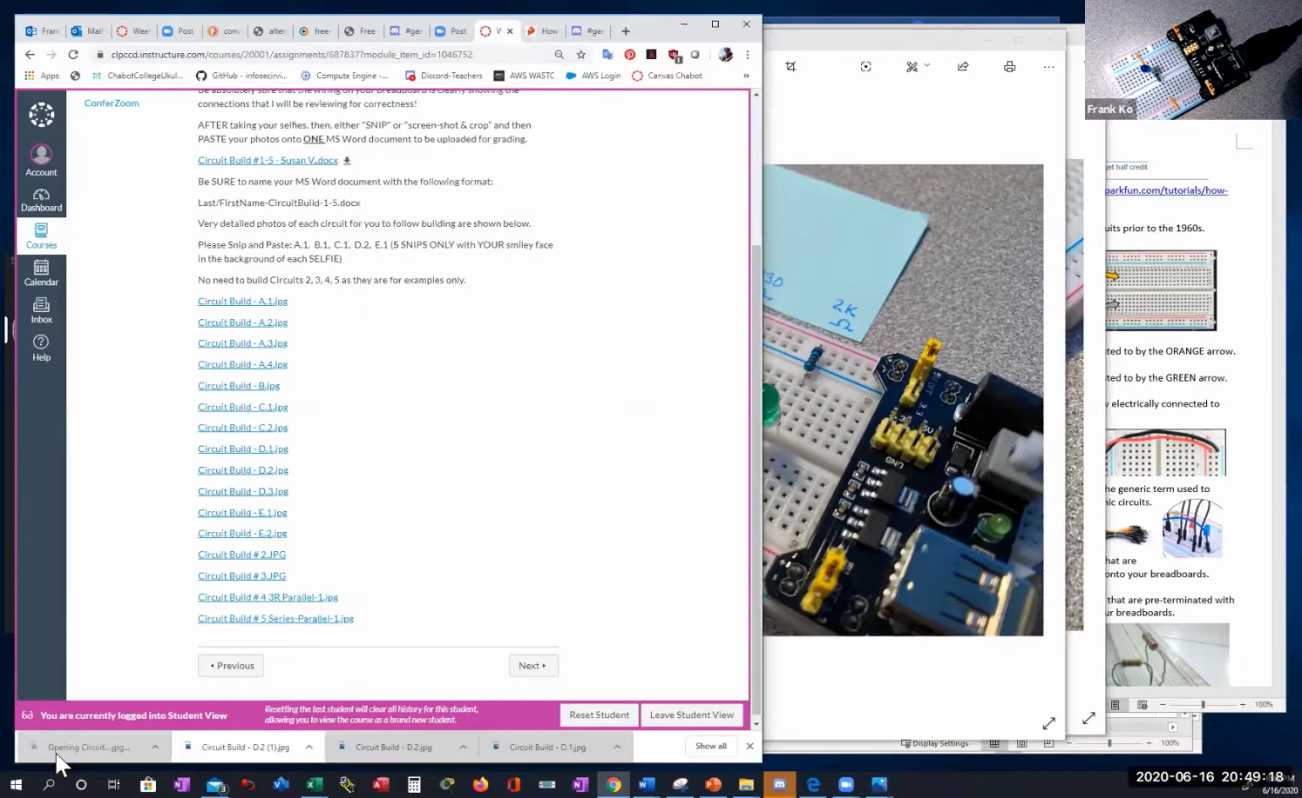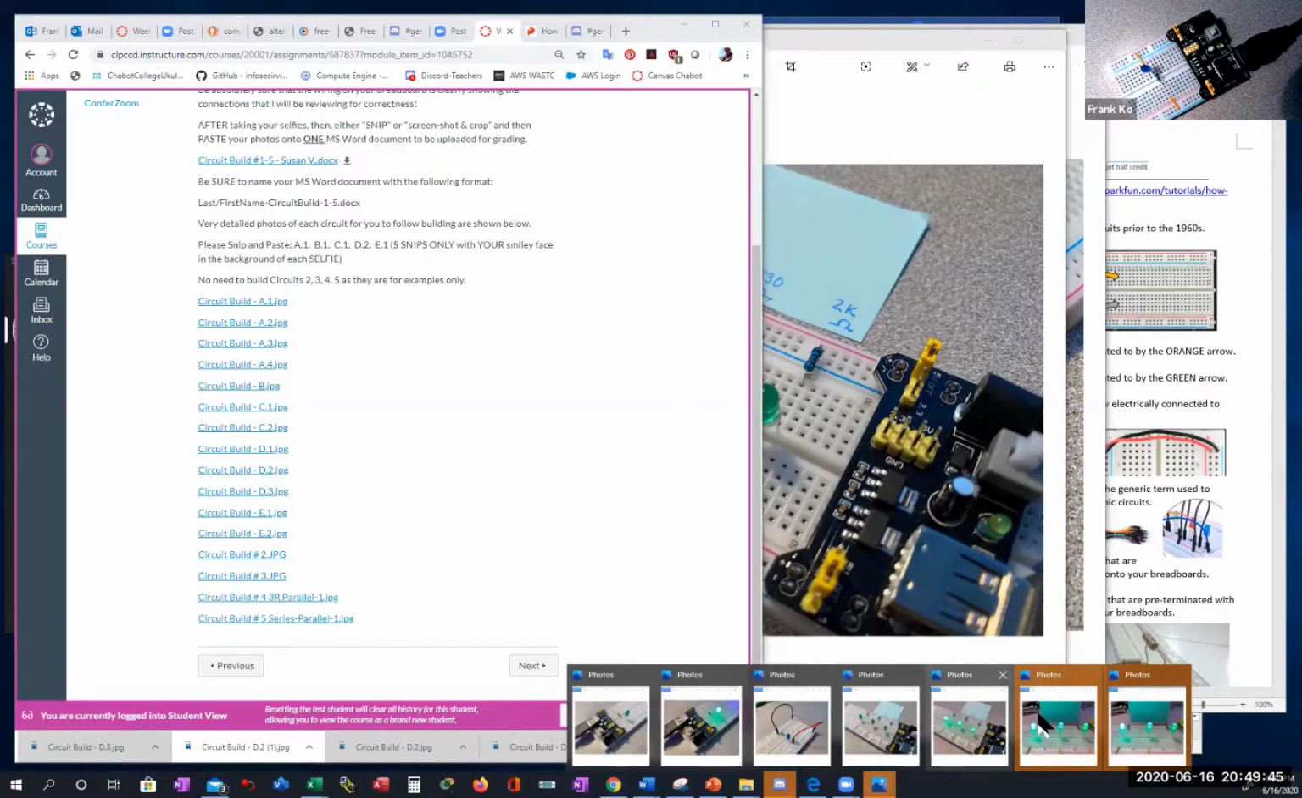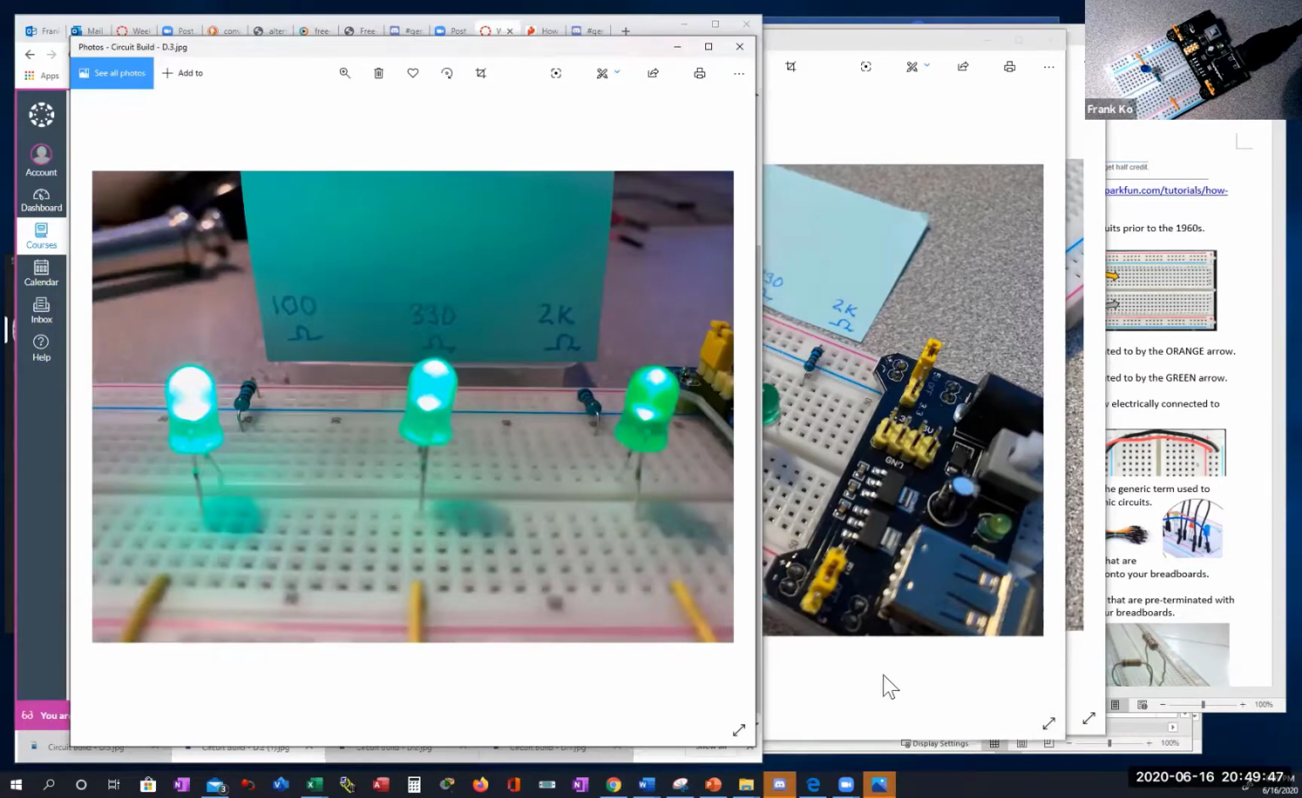So here's my third perspective. Yes, right here. Here we go. From this angle, the 100 ohm resistor, lowest amount of resistance, gives me the highest amount of current, the brightest illumination. 330 is like three times the resistance of the first resistor. We have less current. We have more constriction of that current flow, less illumination.